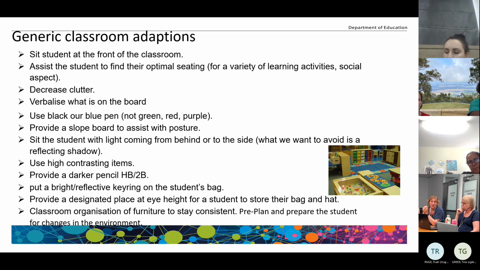Use high contrasting items. Provide a darker pencil, an HB or 2B. Put a bright reflective keyring on a student's bag so they can identify it easy. Provide a designated place at eye height for a student to store their bag and hat. And classroom organisation of furniture to stay consistent. So you pre-plan and prepare the student for environmental changes. If you're moving things around, let them know so that they're aware of it.